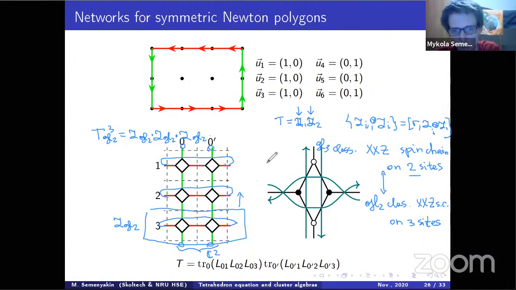And this is the statement of spectral duality: the determinant of lambda minus the monodromy operator of GL2 on 3 sites depending on mu is equal, up to some factor which is not important but depends on lambda and mu, to the spectral curve of the GL3 spin chain on 2 sites depending on the spectral parameter lambda. And in this formulation, using these blocks, it's an obvious statement.